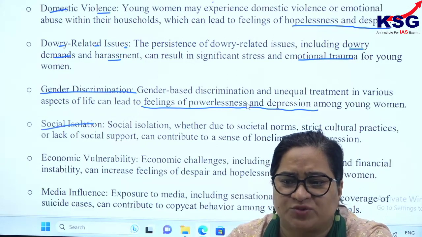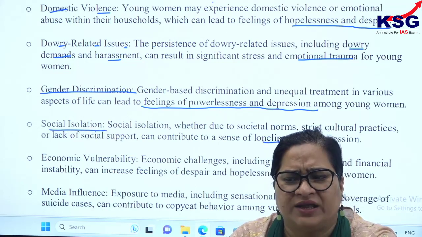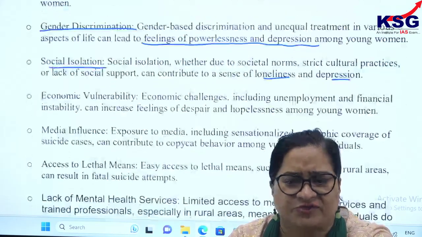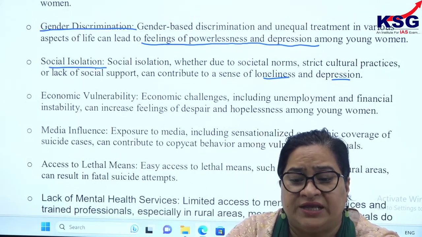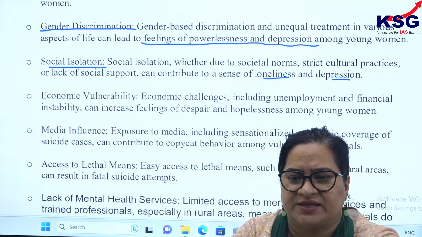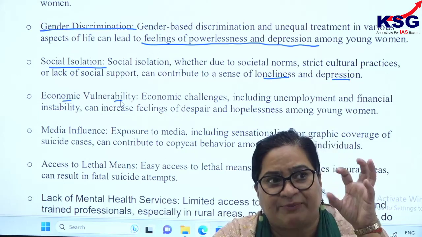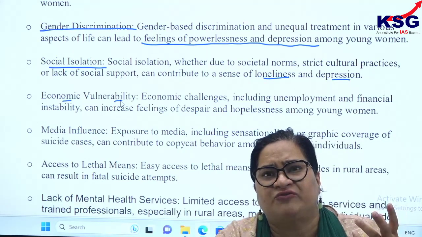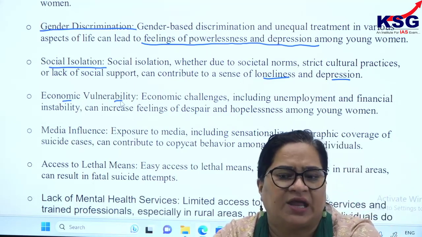Okay, social isolation. A lot of women can experience this because of strict cultural practices: don't meet this person, don't do this. That can lead to loneliness, depression, and in severe cases, to a step which is not appreciated or to be supported in any case. Such people need a lot of hand holding, and formal counseling in many cases. Again, there can be economic vulnerability, which traps a person in a situation where the person is unable to meet the basic needs and necessities of life, the dignity of life, and to uphold one's self-respect and identity. So that can be discussed.